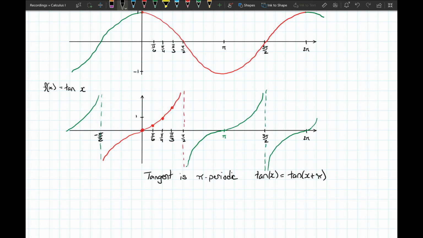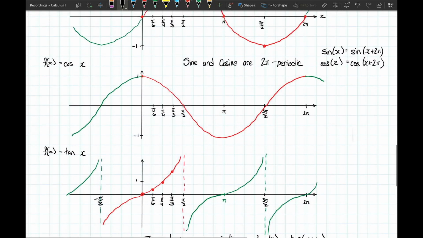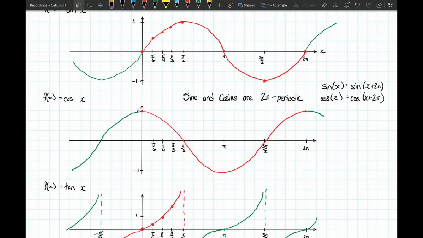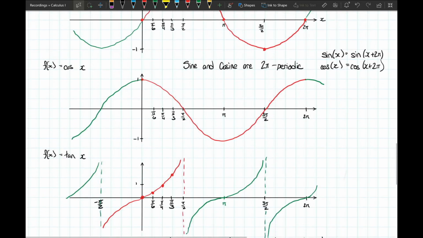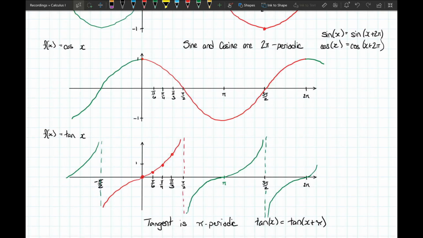And these are the basic shapes that you should know. So sine is a wave function that starts at 0 and goes up, comes down, dips below the x-axis, and comes back up if you're traveling around the circle counterclockwise. Cosine is the exact same shape. It starts at 1 when x is equal to 0, when the angle is 0. And tangent has these asymptotes at negative pi over 2 and positive pi over 2, and repeats itself every pi.